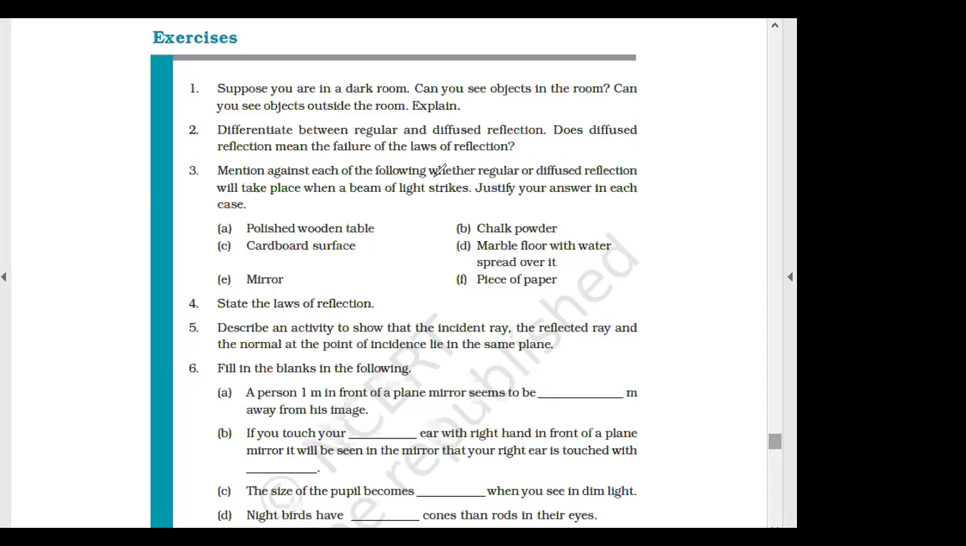Mention whether regular or diffuse reflection will take place when a beam of light strikes a polished wooden table. Regular or diffuse? Regular reflection. And chalk powder? Think about it. Chalk powder. Diffuse. Very good. Diffuse.